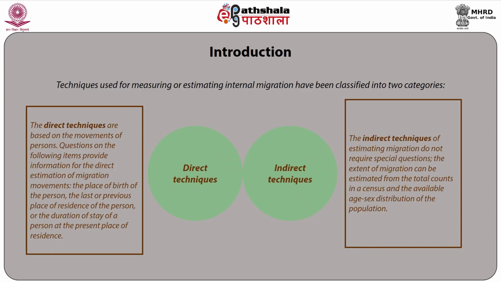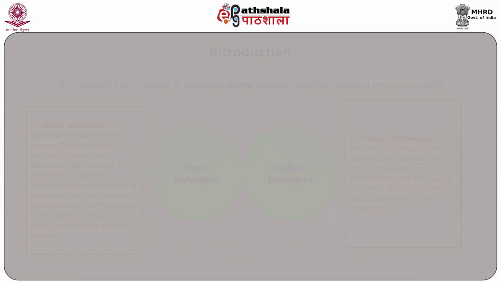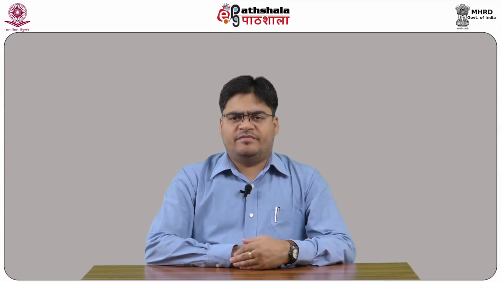The indirect techniques of estimating migration do not require special questions. The extent of migration can be estimated from the total counts in a census and the available age-sex distribution of the population. Estimation of lifetime migration from place of birth data is one of the most important direct techniques.